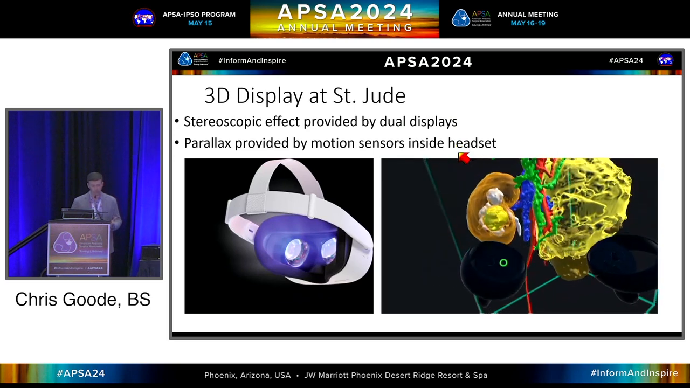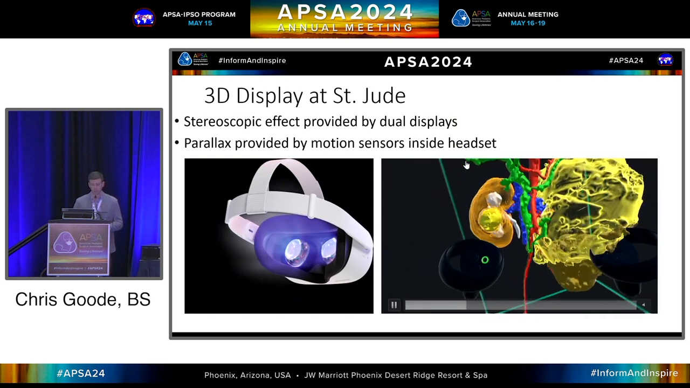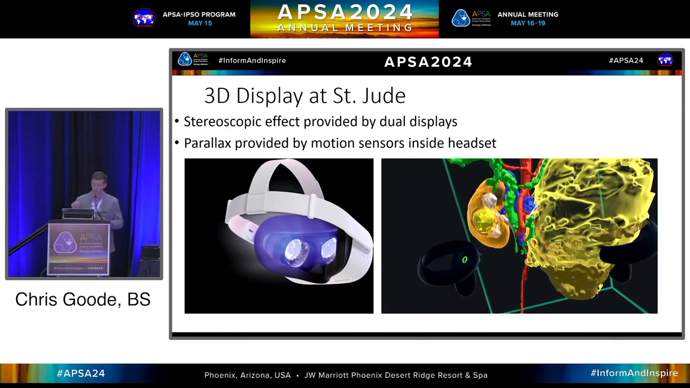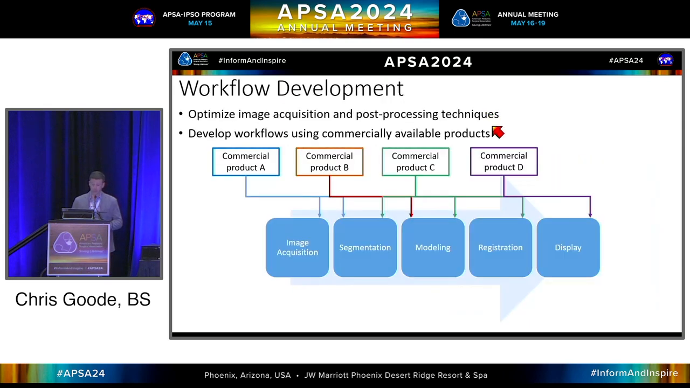So that's where VR comes in, and we use these headsets at St. Jude. So our workflow is we'll actually export the model from our Vitrea segmentation software into our VR software. From there, I'll assign colors and make the model, and that's all there is to that, basically. So the workflow, this is all commercially available products, so you can do this at your institution. It's just if you have the talent and the resources.